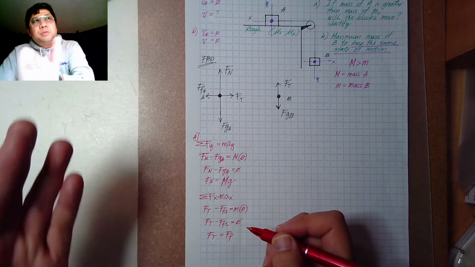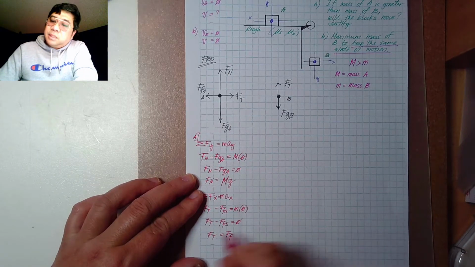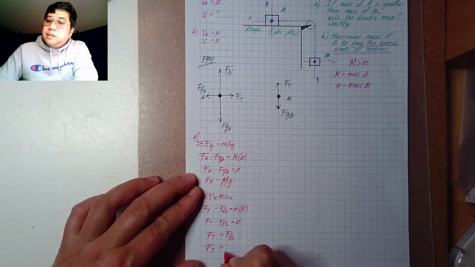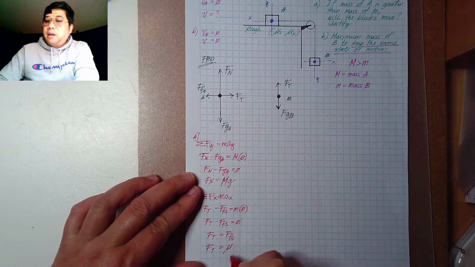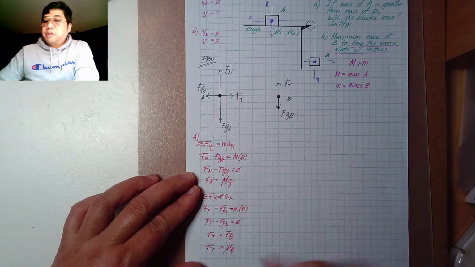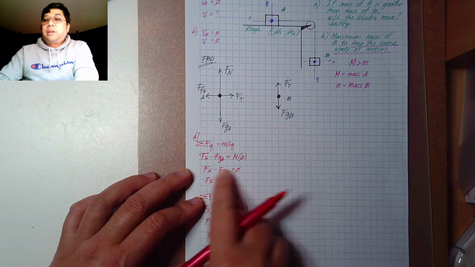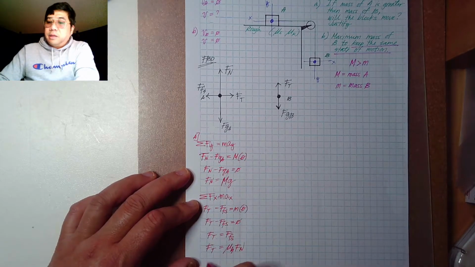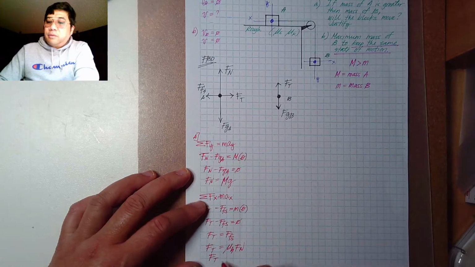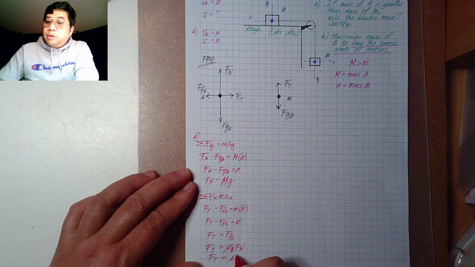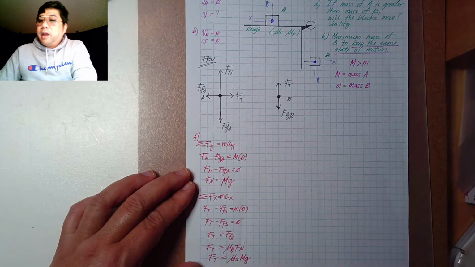If they're not moving, that's static friction. Then we can simply say that this is equivalent to mu of s, the coefficient of static friction, multiplied by the normal force. But we all know that the normal force is Mg. So we can further say that the force of tension is simply equivalent to mu of s multiplied by Mg. So now I have my force of tension.